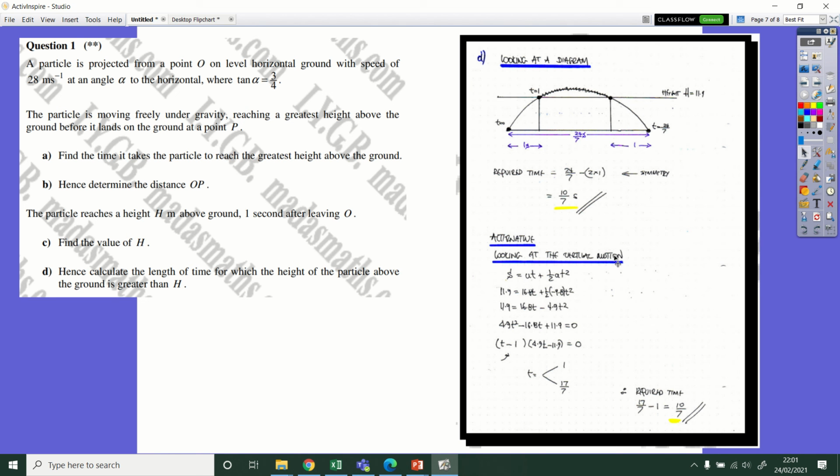We're resolving vertically here using the same equation as before. Replace s with 11.9, that's our height. All the other information goes in, and we can get a quadratic equation for the time. Now, when you're solving your quadratic equation, you can either try and factorize it. A lot of these are going to be nasty decimals, so it's going to be quite difficult to do that easily, but you're welcome to try. If you want to use the formula, you need to show your working.